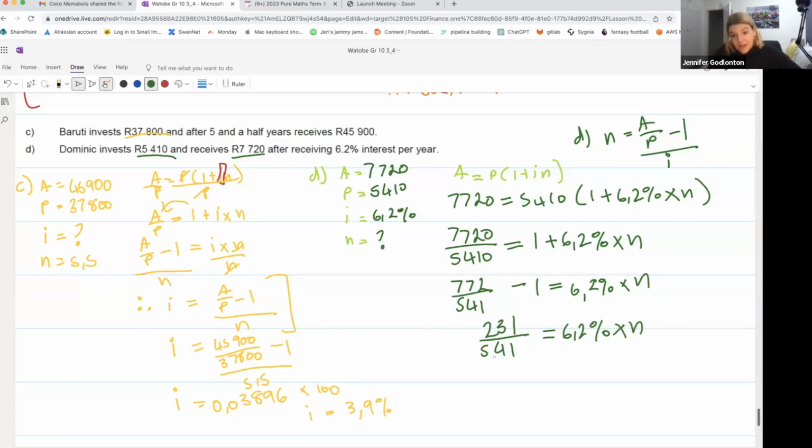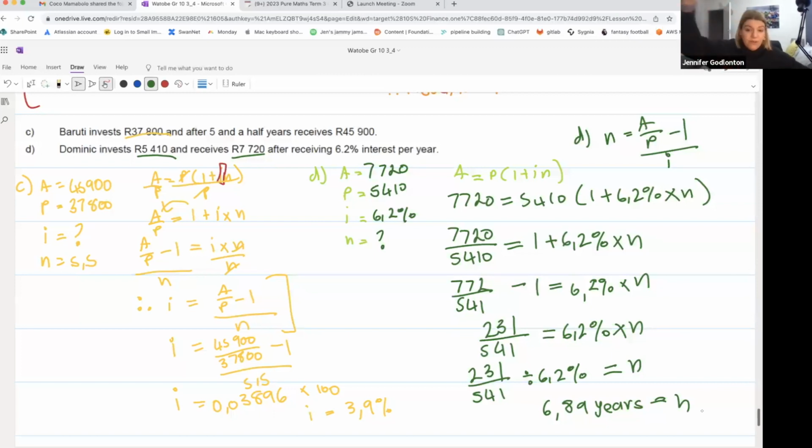Then we can divide both sides by 6.2%. I know what I'm doing, but I'm just writing it so you've got every step on your side. So I'm going to divide that by 6.2%, and I get an answer of 6.89 years. Now here, if they asked for full years, it would take 7 full years because you can't round down, because they wouldn't have gotten to that amount of money within the 6 years. So if they wanted full years, you would say 7 years. If they don't say full years, you can say 6.89 years.